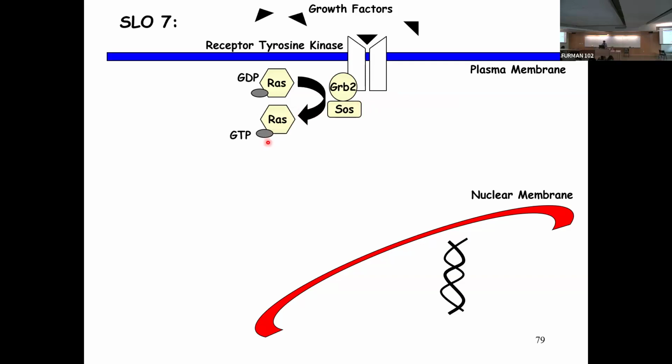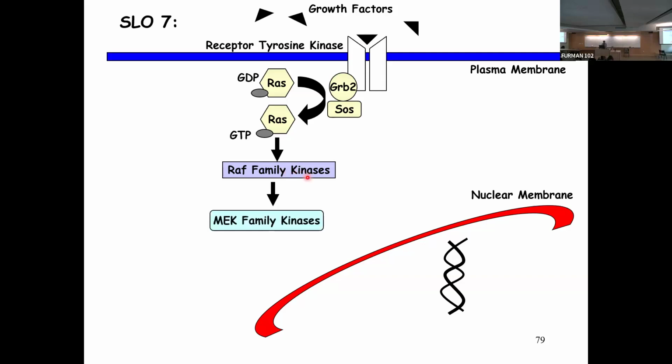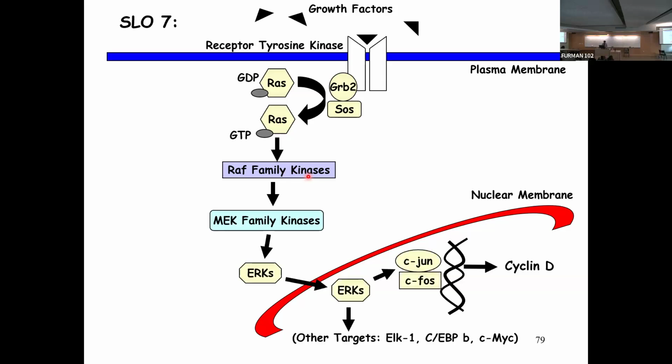Now, upon this switch from an inactive to an active conformation, that leads to the activation of downstream signaling, which is the RAF family kinases, like BRAF, for example, okay? Which then further activates the downstream MEK family kinases, which is the MAP kinase pathway, and goes to the ERK signaling pathway. ERK gets phosphorylated and translocated into the nucleus of the cell, and eventually binds to the c-Jun and c-Fos transcription factors, which help in the transcription of genes such as cyclin D1.